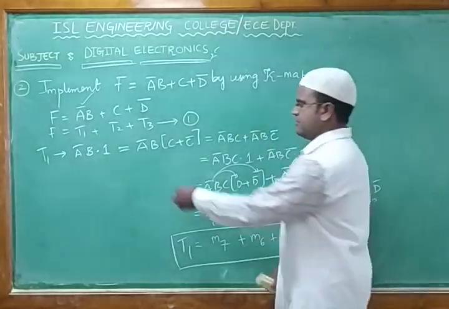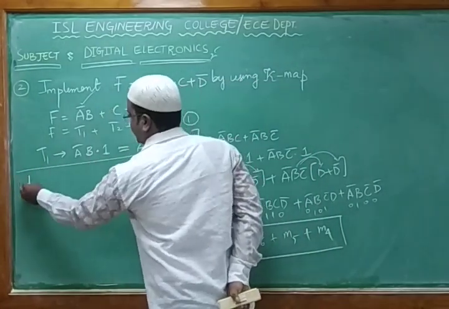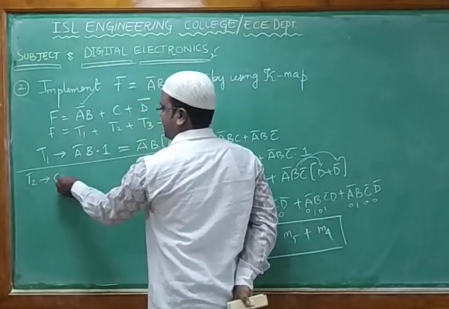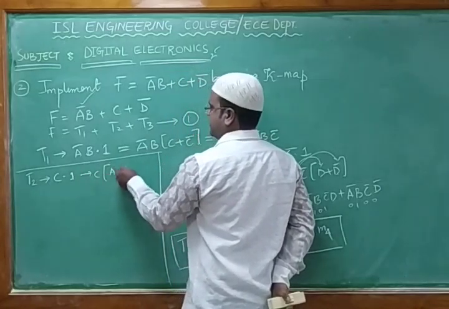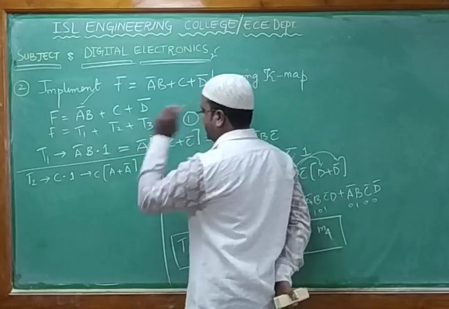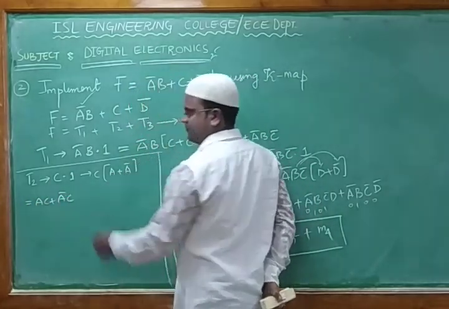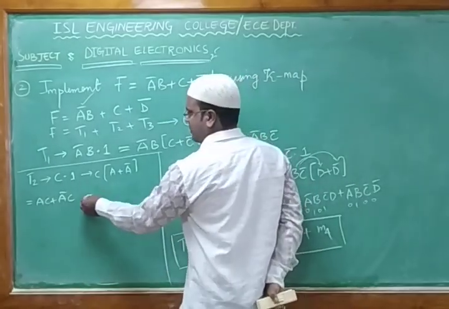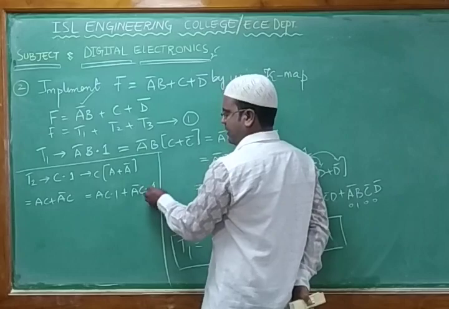So I'm doing here C. So what can we write for the C? Suppose I'm taking the second term, T2. So what is T2? C. I can multiply with 1. So C into 1, what can I write for 1? A plus A complement. So what I'll get is AC plus A bar C. I get two terms. These two terms I can write as AC into 1 plus A complement C into again 1.